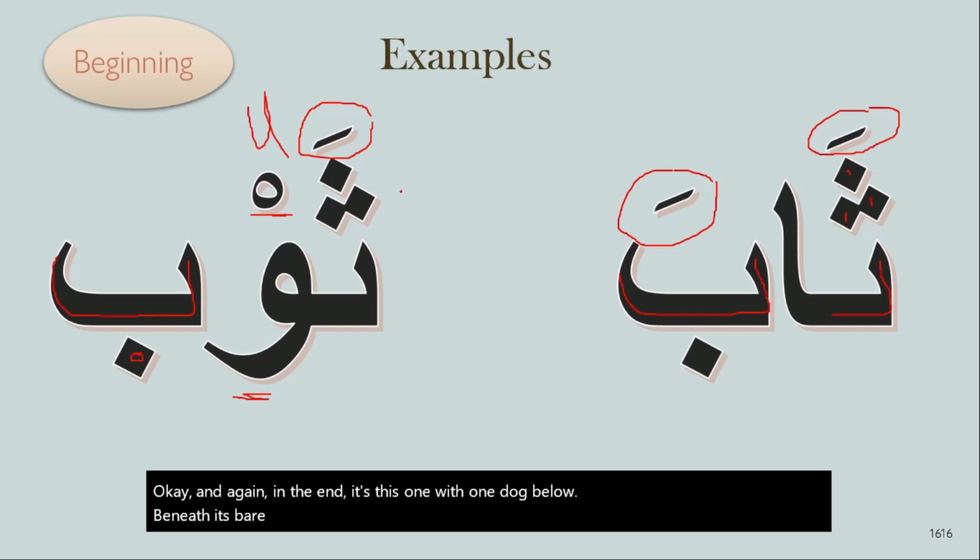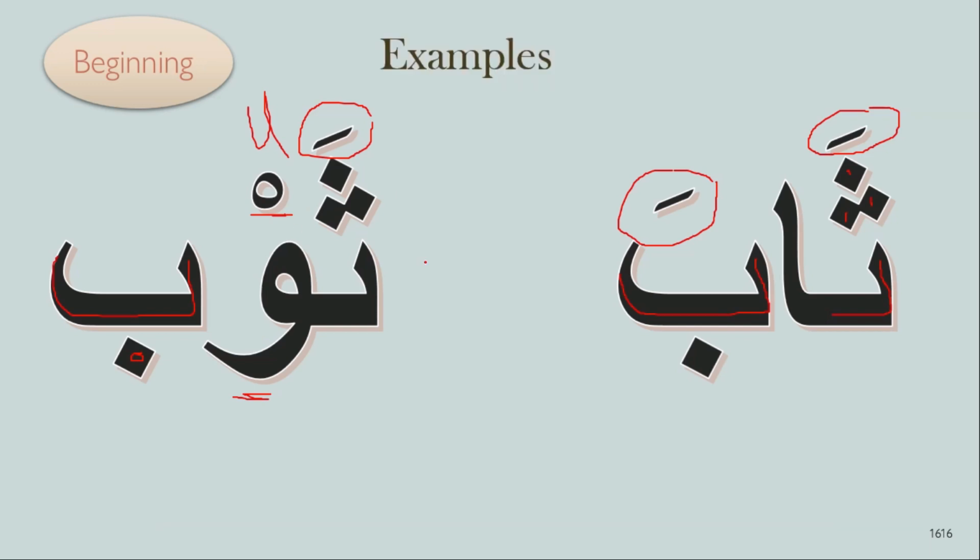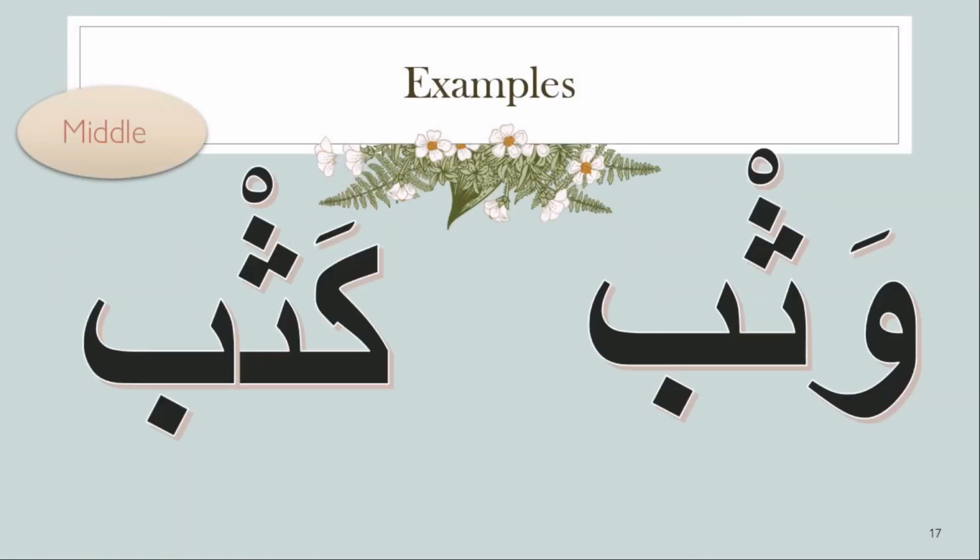So try to pronounce it. Thawb, thawb, thawb. Okay, with the U in the middle.